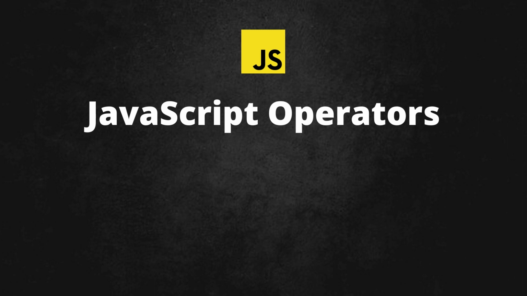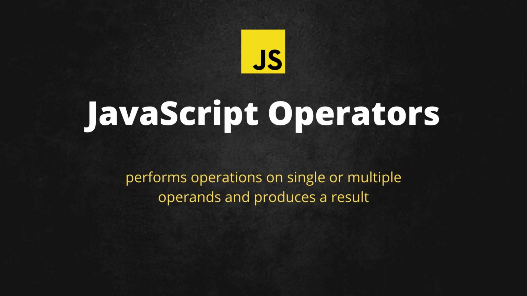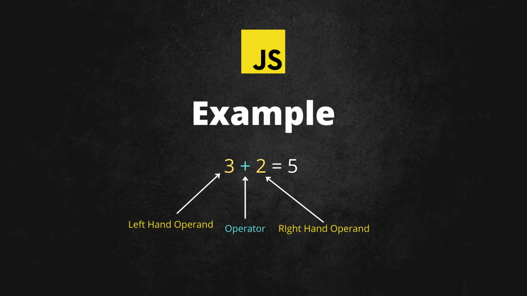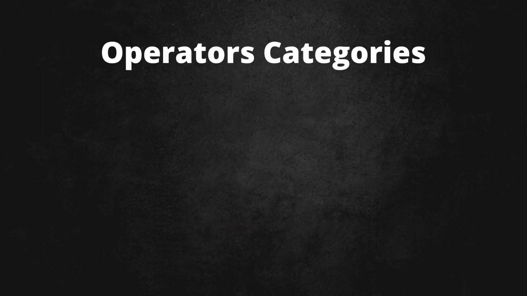In today's tutorial I'm going to be talking about the operators in JavaScript. As in the other languages, JavaScript includes operators too. An operator performs an operation on single or multiple operands and produces a result. For example, 3 plus 2, where plus sign is an operator, 3 is the left-hand operand and 2 is the right-hand operand. The plus operator adds two numeric values and produces a result, which is 5 in this case.